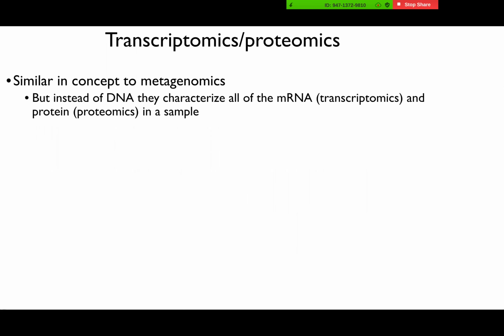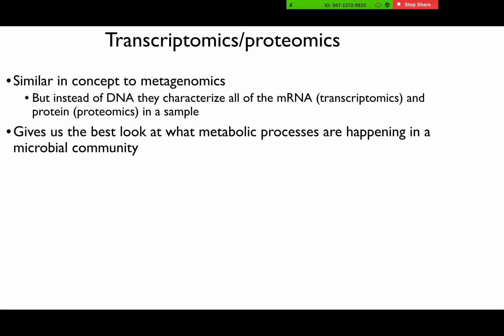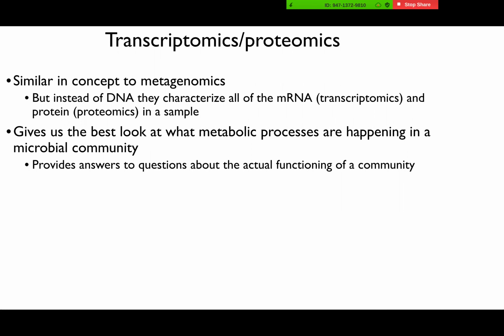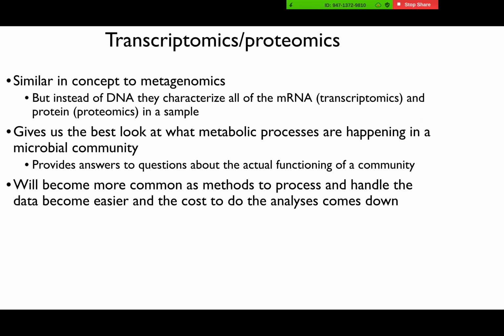Next up is transcriptomics as well as proteomics. So instead of looking at DNA like we did in metagenomics, we can look at messenger RNA, or the transcriptome, or protein, which we call the proteome or proteomics, in a given sample, which is good because it gives us a snapshot of the metabolic processes that are happening in a given microbial community. So it provides us the answer to the questions about the function of a community, but at the end of the day, it's still a snapshot of the actual function of the community.